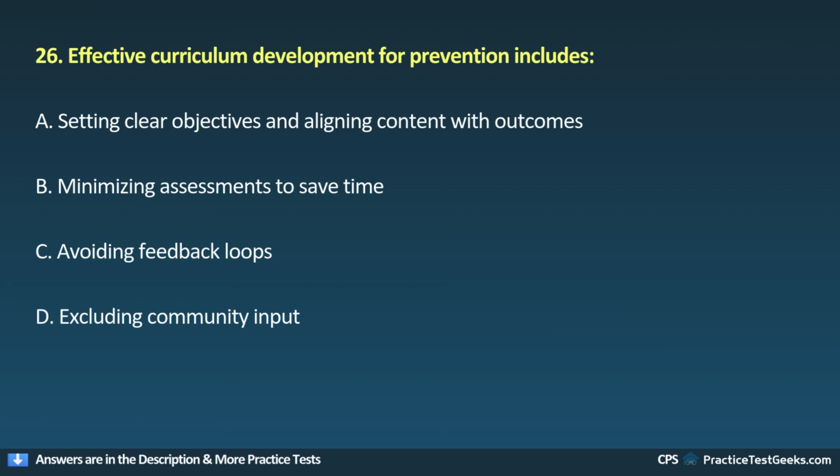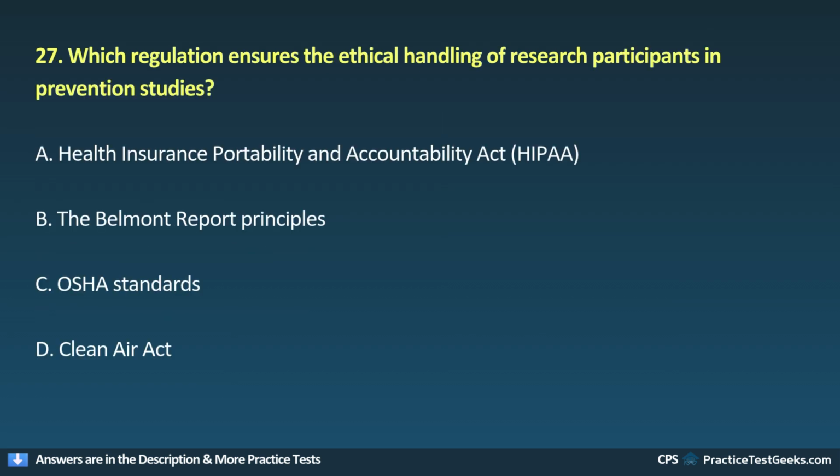26. Effective curriculum development for prevention includes A. Setting clear objectives and aligning content with outcomes. B. Minimizing assessments to save time. C. Avoiding feedback loops. D. Excluding community input.